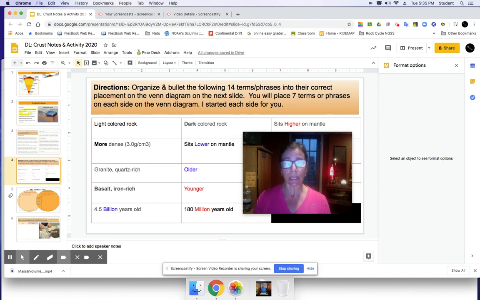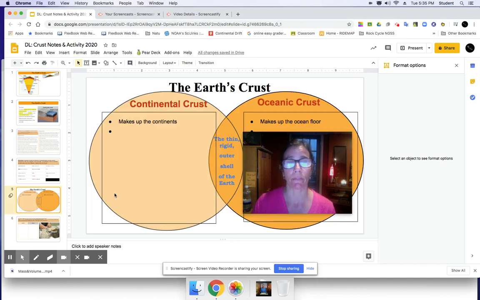So let's take a look at the Venn diagram in slide 5. You'll see I have continental crust on one side, oceanic on the other. So we're going to differentiate between the two. And remember what a Venn diagram does. It compares and contrasts two different concepts. In this case, it's the continental and oceanic crust. I already typed in how the two compare. They both make up the thin, rigid outer shell of the Earth.